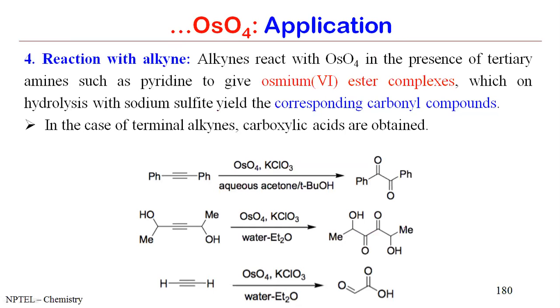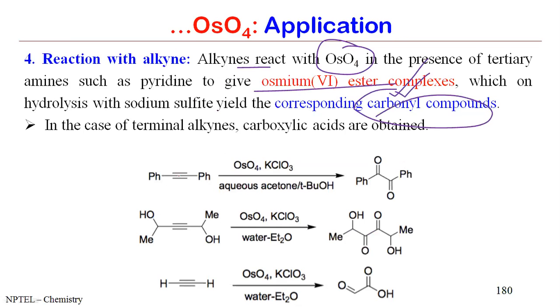So the fourth and last application, which is useful in organic chemistry and associated with this osmium tetroxide reagent, is the reaction with alkyne. So once we are treating alkyne with osmium tetroxide in the presence of a tertiary amine, such as pyridine, to give osmium ester complexes. This is extremely important because this is an intermediate formed once we are treating this alkyne with osmium tetroxide, and it will further hydrolyze to give the corresponding carbonyl compound.